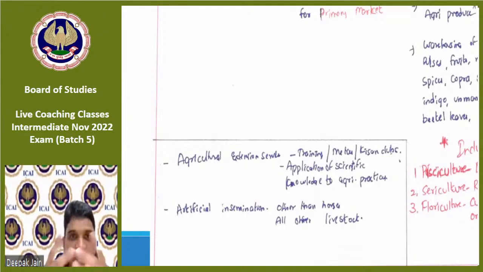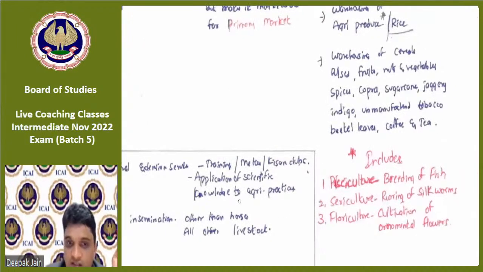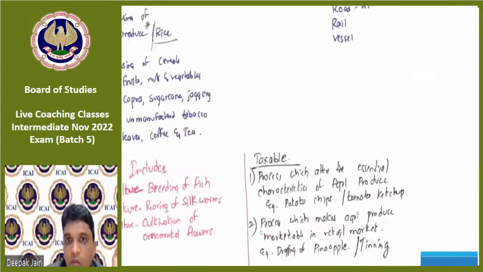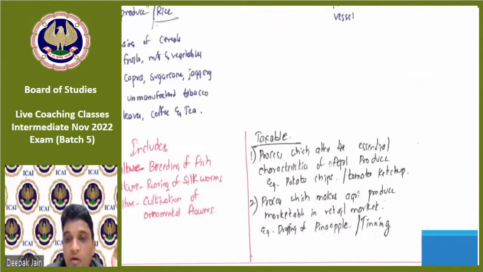Okay, all those activities are also exempted. So the artificial insemination and agricultural extension services, these are exempted. What is taxable then? Processes which alter the essential character of agriculture produce are taxable.